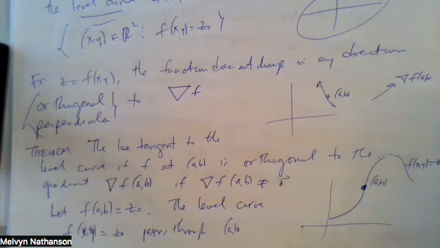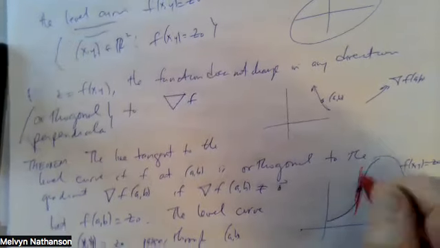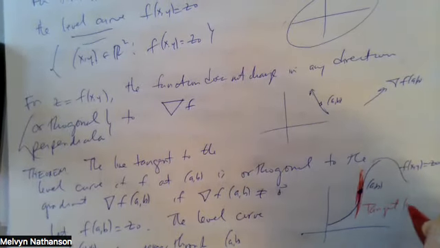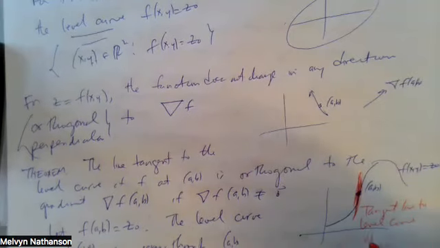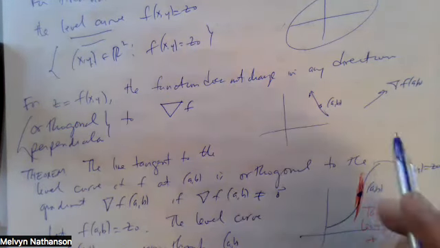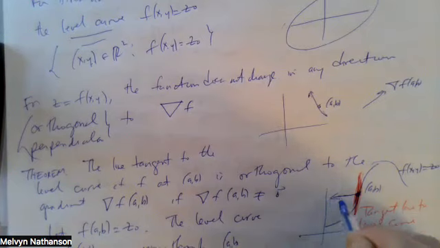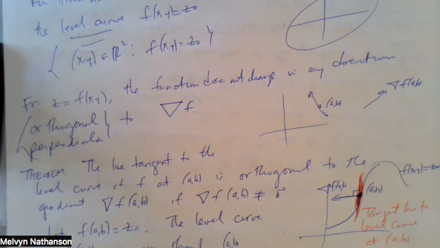And if the function is differentiable, or in particular has nice partial derivatives, there's a tangent line to the level curve at the point (a, b). The theorem says that this tangent line is perpendicular to the gradient of f at (a, b). That's the statement that I want to try to convince you is true.